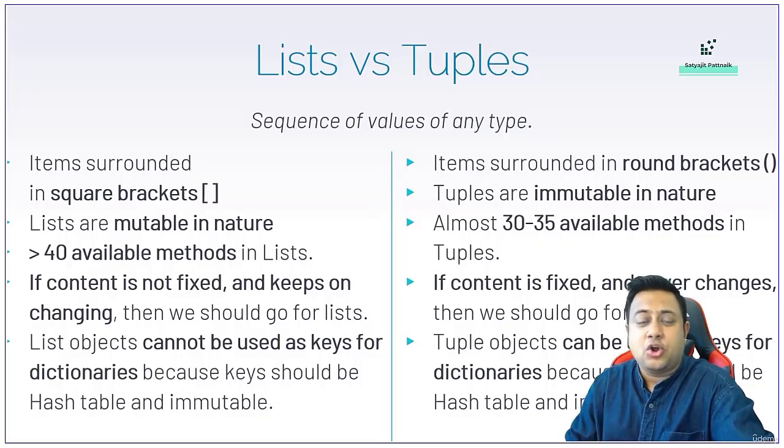List objects cannot be used as keys for dictionaries because keys should be hashable and immutable. Tuple objects can be used as keys for dictionaries because they are hashable and immutable.